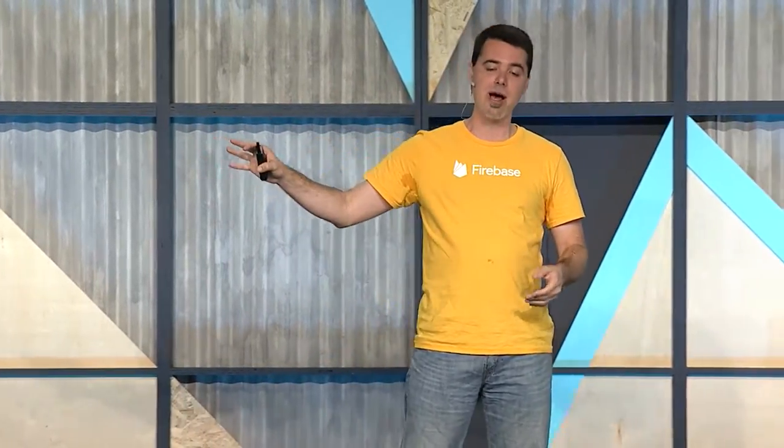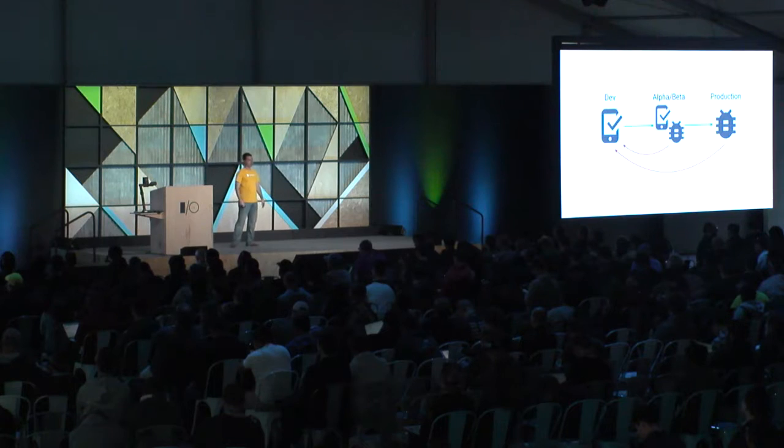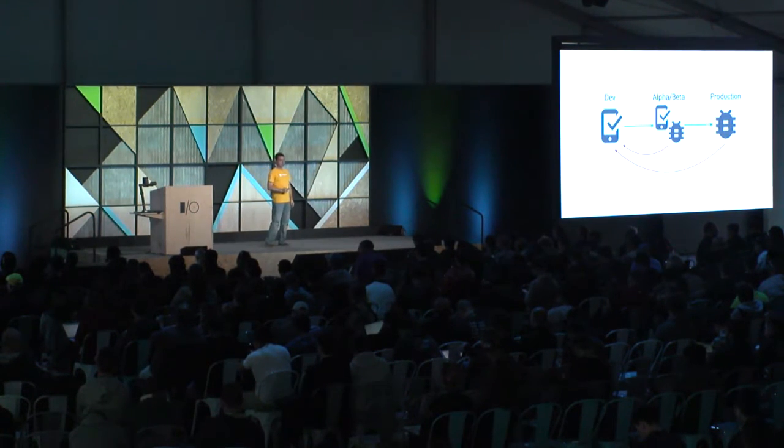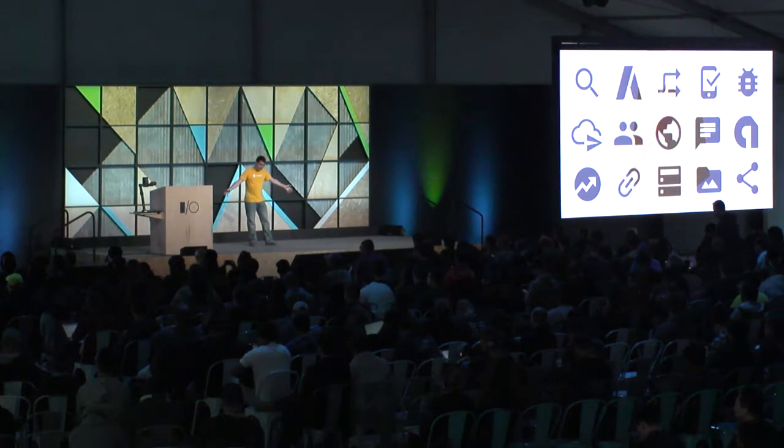And then when you promote your app from alpha or beta to production, you then have actual live production-grade crash reporting. So this is a great way to ensure app quality throughout your development lifecycle. So that's all 15 components.